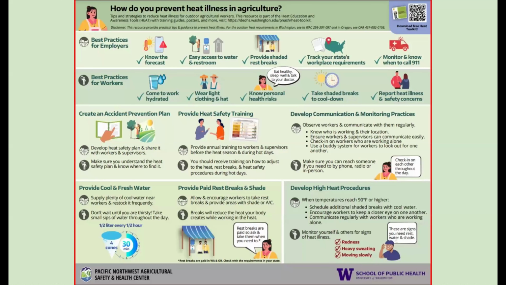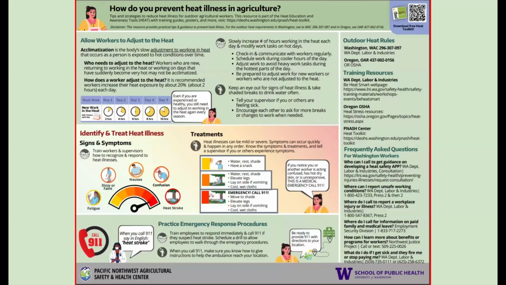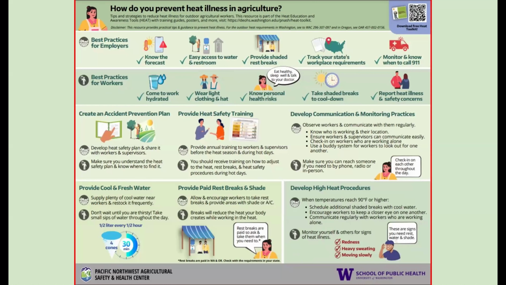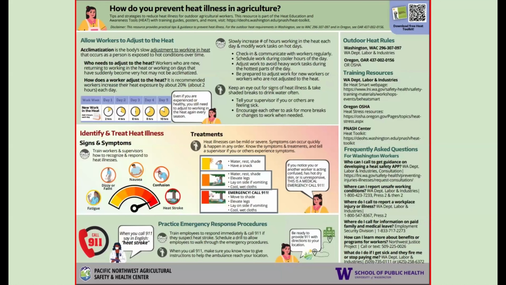For example, this is the poster about best practices for heat. It's only two pages. It's a tool that talks about tips, strategies, and best practices to prevent heat illness in agriculture. It shows very good advice, including resources where people can go and check for more information. All of this in only two pages. And again, it's available in Spanish and English.